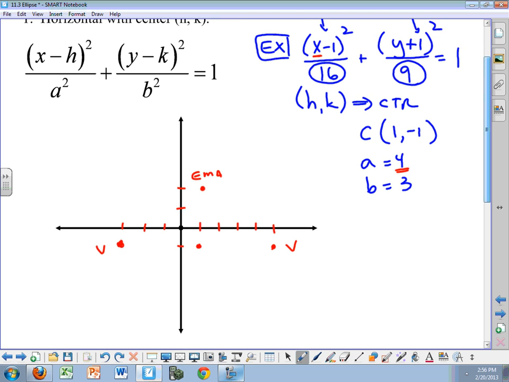Move this down just a bit. 1, 2, and 3. Endpoint of the minor axis, so another EMA. All right, so we've got our nice looking points there with the center in the middle, and then we'll just graph that.